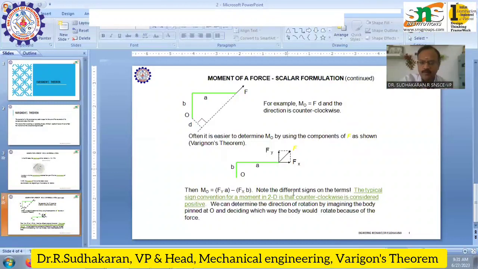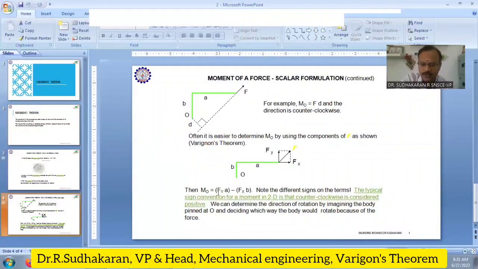Often it is easier to determine the moment by using the components of F as shown by Varignon's theorem. Here I am resolving this force F into two components, X component and Y component. The perpendicular distance of the X component is B, and the perpendicular distance of the Y component is A. Then the moment of the force is equal to Fy into A minus Fx into B. The typical sign convention for the moment in 2D is that counterclockwise, that is anticlockwise, is considered positive and clockwise is considered negative.